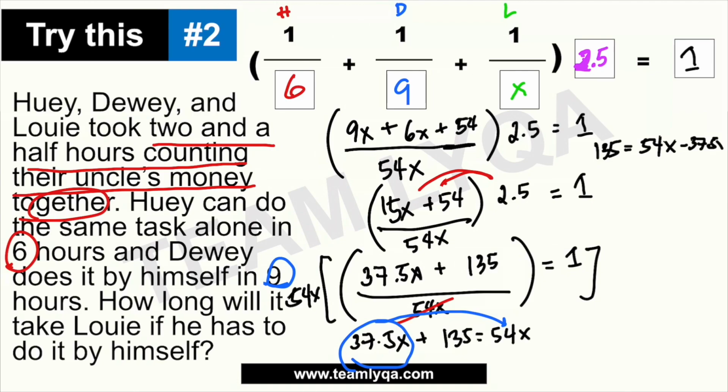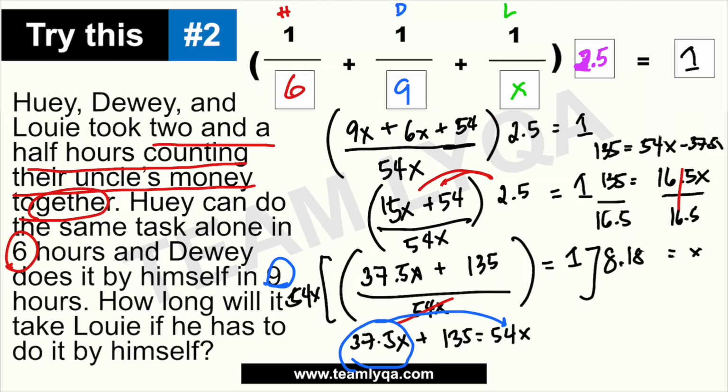Now, ano ba yung 54 minus 37.5? That is going to give us 16.5x. This is 135 is equal to 16.5x. Let's divide both sides by 16.5 para mawala or makancel natin itong side na ito at maiwan yung x. So, 135 divided by 16.5 is going to give us 8.18.